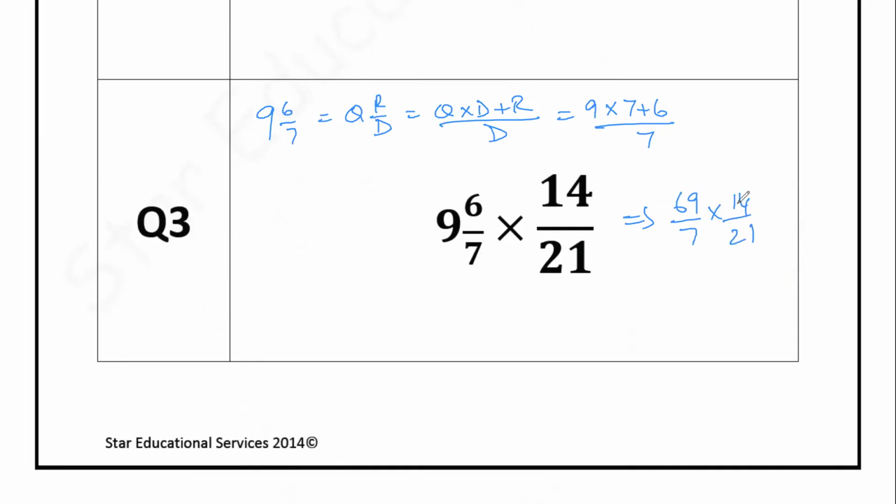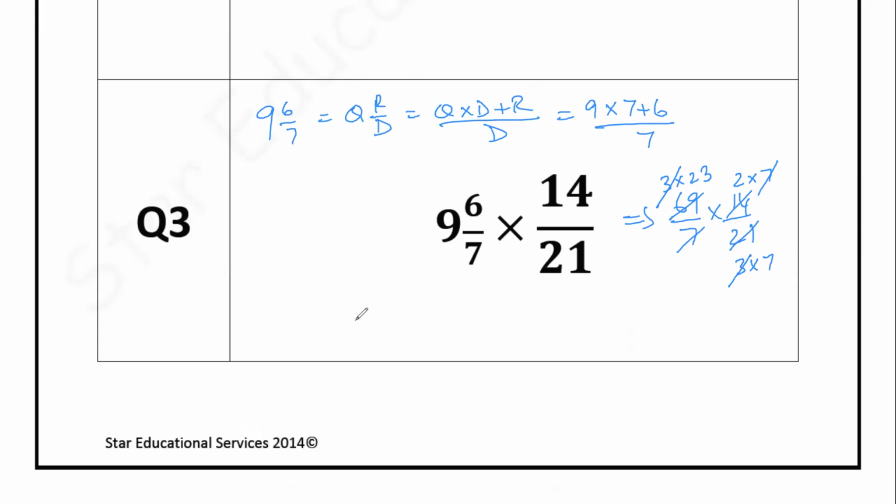Right. So we know that 69 is a multiple of 3, so it will be 3 times 23. 14 is 2 times 7. And 21 is 3 times 7. So one 7 and one 7 goes, one 3 and one 3 goes.